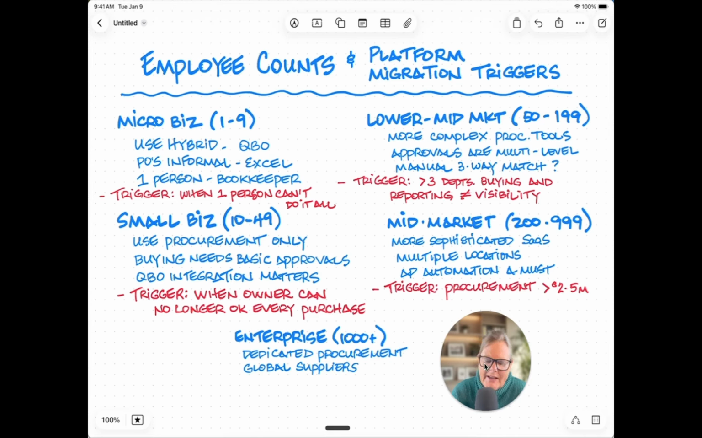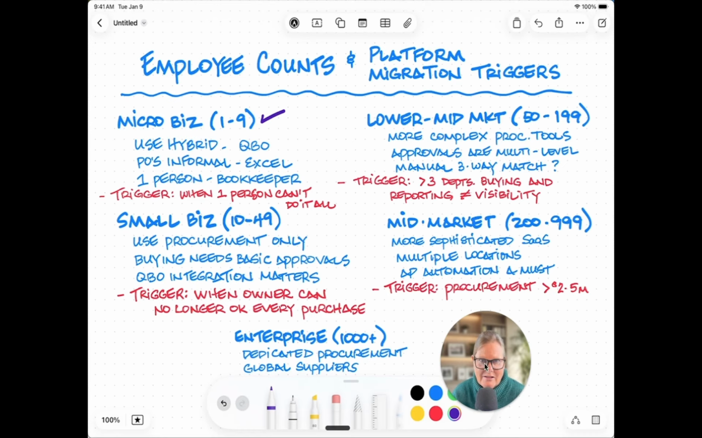Now, here we have the employee counts and what would trigger you going to a new platform. So here we have the micro business, which a lot of very small businesses would start out with, just using QuickBooks, which can handle both sides, both the buying and the selling. And usually you just have one person be your bookkeeper.